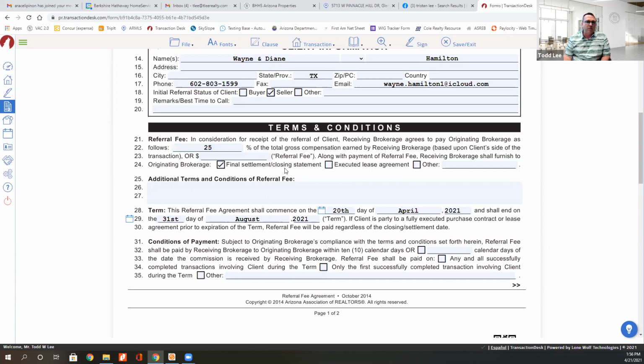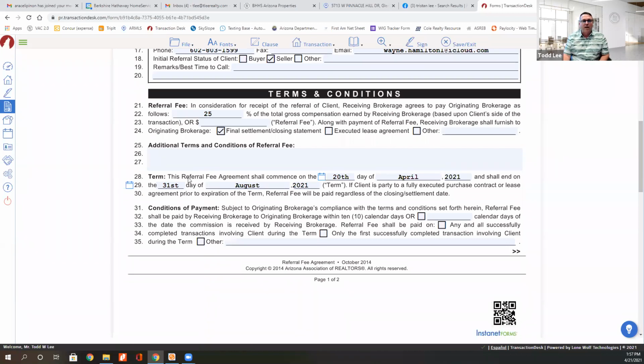And I want them to send me a final settlement sheet. Why would I want them to send me a settlement sheet? So you can make sure you were paid appropriately. Exactly. They can tell me whatever they want, but I want to see what that settlement sheet says. What did they take the listing at? And I want to make sure that I'm getting the 25% of what the actual amount was. And then the referral agreement starts as of yesterday, and I have it running through August 31st because I know this place that they're selling in Houston is going to sell within a matter of days.